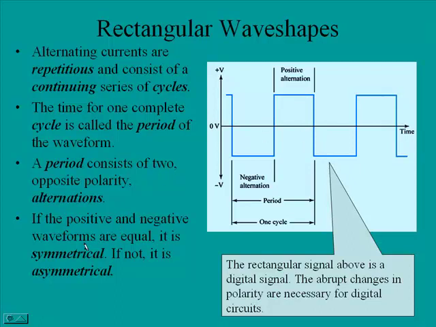If the positive and negative waveforms are equal, it is symmetrical. When we're talking about alternating current, AC, out of the wall, it is symmetrical. If not, it is asymmetrical. The rectangular signal above is a digital signal. The abrupt changes in polarity are necessary for digital circuits.